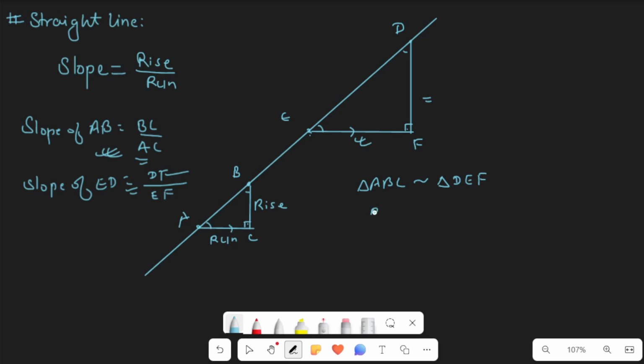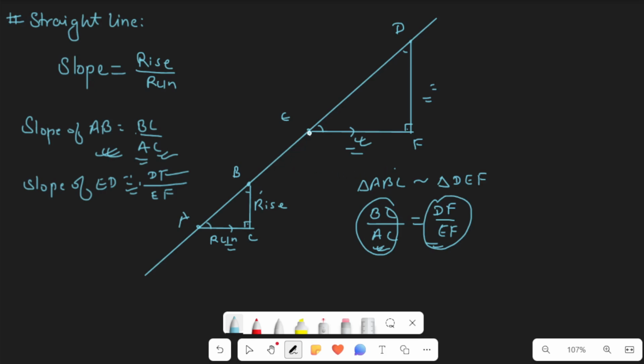And we know the property of similar triangles, the corresponding sides are proportional. So from this we can find BC divided by AC. Now the side corresponding to BC here is DF, and the side corresponding to AC is EF. So these two values are equal because of similarity of triangles. You can see here, this is equal to slope of AB, this is equal to slope of ED. That's why these two values are equal. This means for a straight line, the value of slope is fixed. That is, you can take any 2 points and calculate the slope, it will come out to be same.